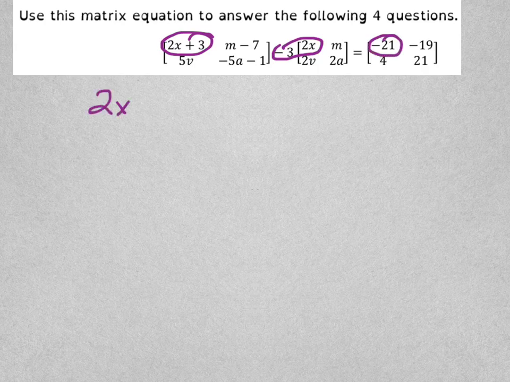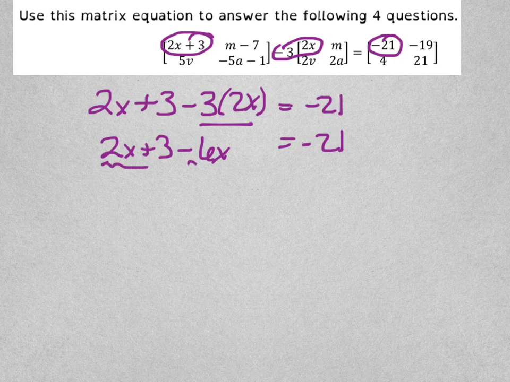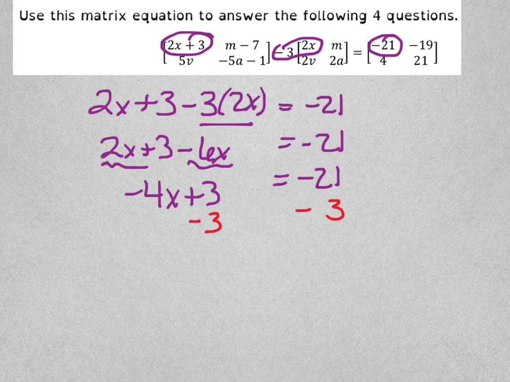So 2x plus 3 minus 3 times 2x equals a negative 21 is the first one. We first multiply the 3 times 2x, so we have 2x plus 3 minus 6x equals negative 21. Then we are going to combine like terms, giving us negative 4x plus 3 is equal to a negative 21. We need to move the 3 to the other side by subtraction. And we end up with negative 4x is equal to negative 24.